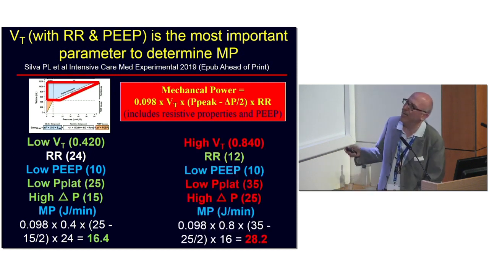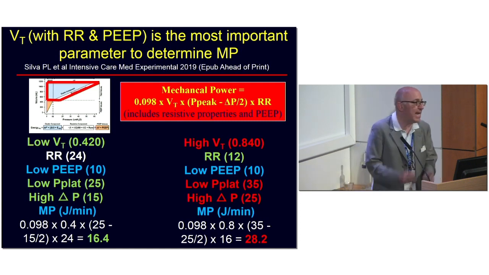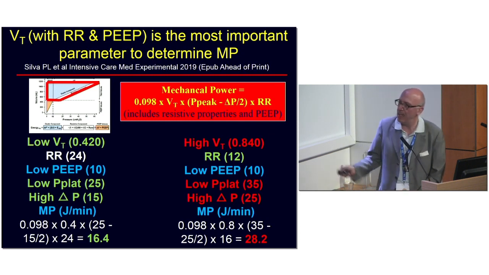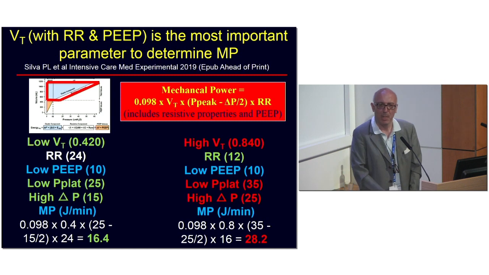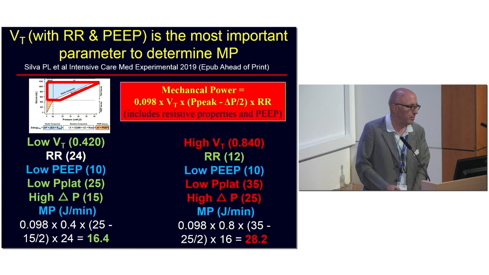Now we look at what happens when we increase the tidal volume. When we increase the tidal volume, and I reduced here the respiratory rate to 12 in order to keep the minute ventilation constant, the same PEEP level, but the plateau pressure increases because we are increasing the tidal volume, and the driving pressure increases. And look at that. Now, mechanical power, even if respiratory rate is lower, is almost double. So that's why we must not ventilate our patient with high tidal volume.